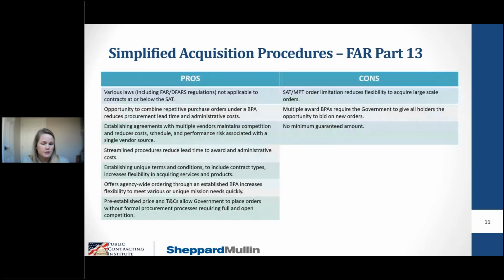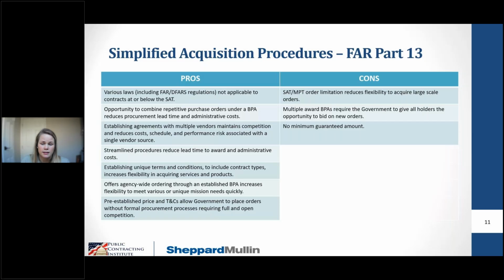All right, pros and cons of simplified acquisition procedures. A number of laws and regulations, including FAR and DFARS clauses, are not applicable to acquisitions below the simplified or the micro purchase thresholds. So, similar to commercial acquisitions, there's some reduced compliance and administrative burden with these types of contracts and the actual performance and regulatory requirements that apply. Establishing an agency-wide BPA makes competition even more streamlined, where it would not be required to place individual orders against that BPA as soon as it's established.